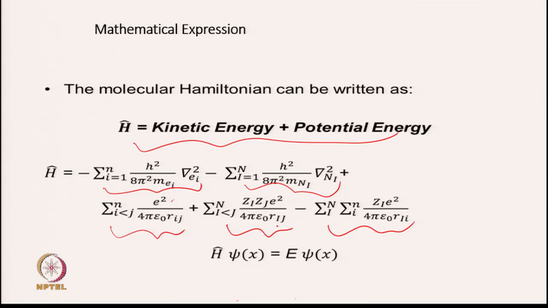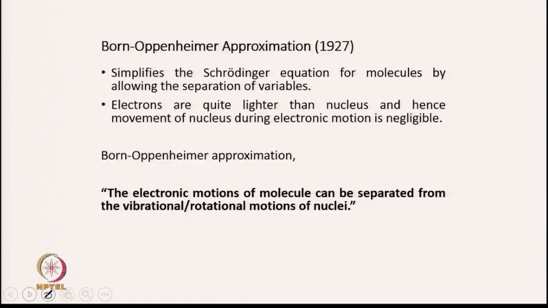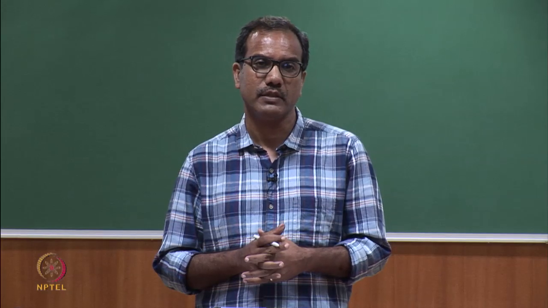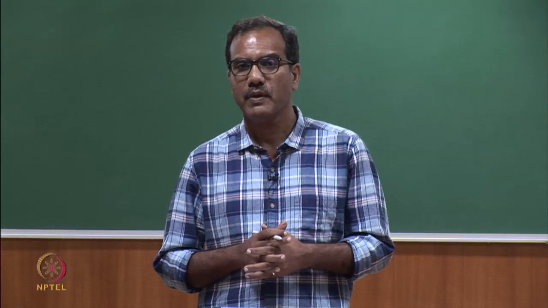So, this is potential energy due to interaction between two nuclei, and this is potential energy due to interaction between nucleus and electron. Now, as you go for a bigger molecule, the Schrodinger equation becomes complex. So, here this Born-Oppenheimer approximation helps you.